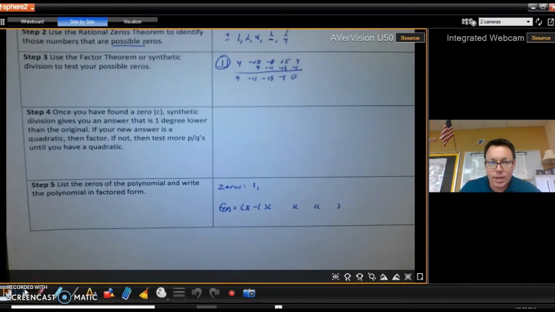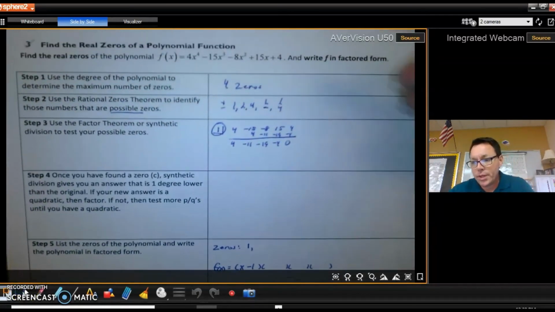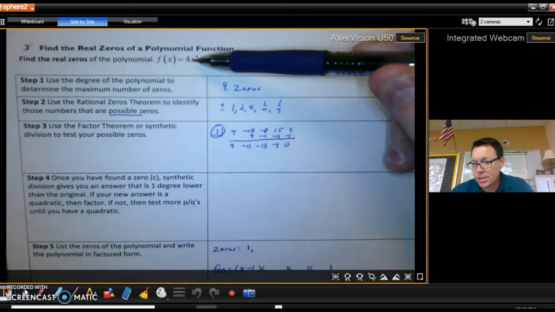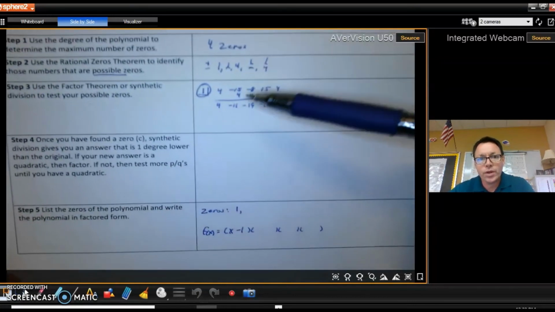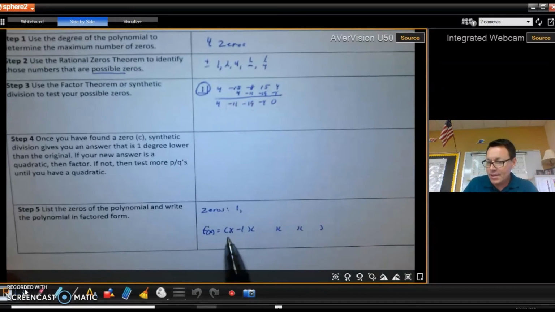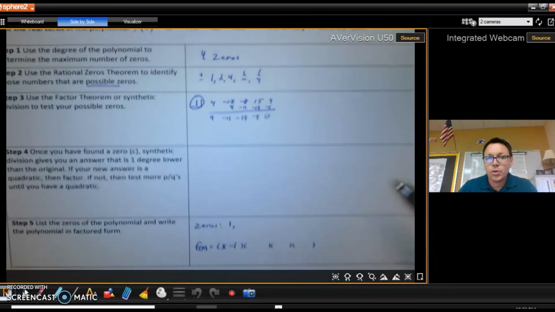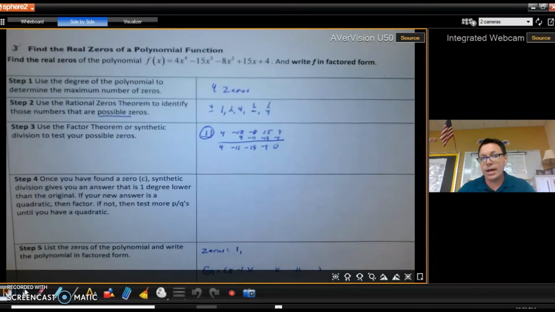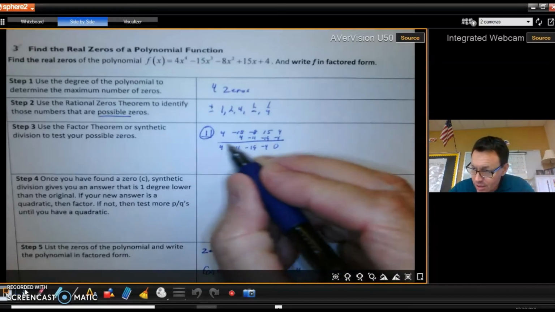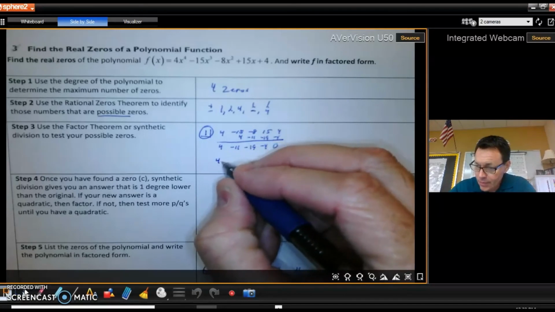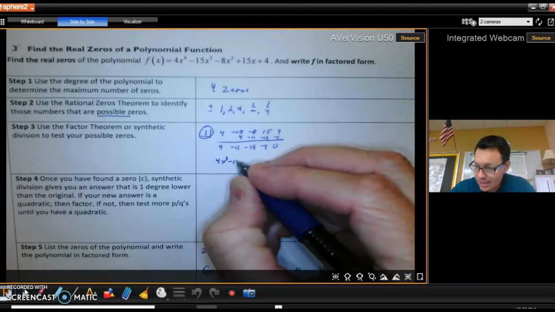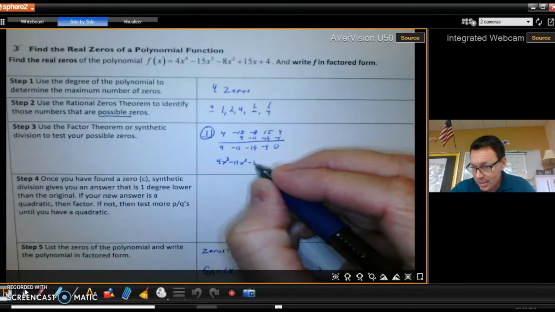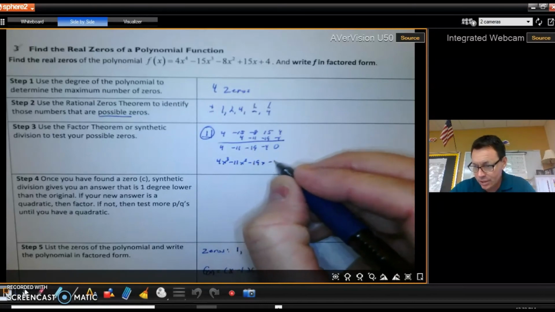All right, so now what? So remember what just happened. We just took this polynomial that is x to the 4th power. We just divided it essentially by this factor, which is x minus 1, which is an x to the 1st power, which means the answer is going to be an x to the 3rd power. Because if you divide an x to the 4th by an x, you're going to get x cubed. So this answer is 4x cubed minus 11x squared minus 19x minus 4.